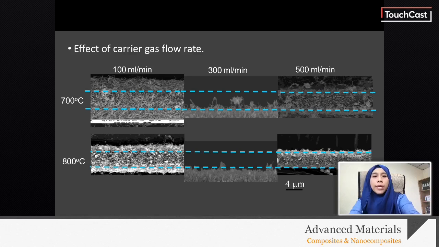Different carrier gas flow rates also affect the morphology of the CNT coating, as you can see here. And we prefer to carry out the reaction at the lowest flow rate as possible.